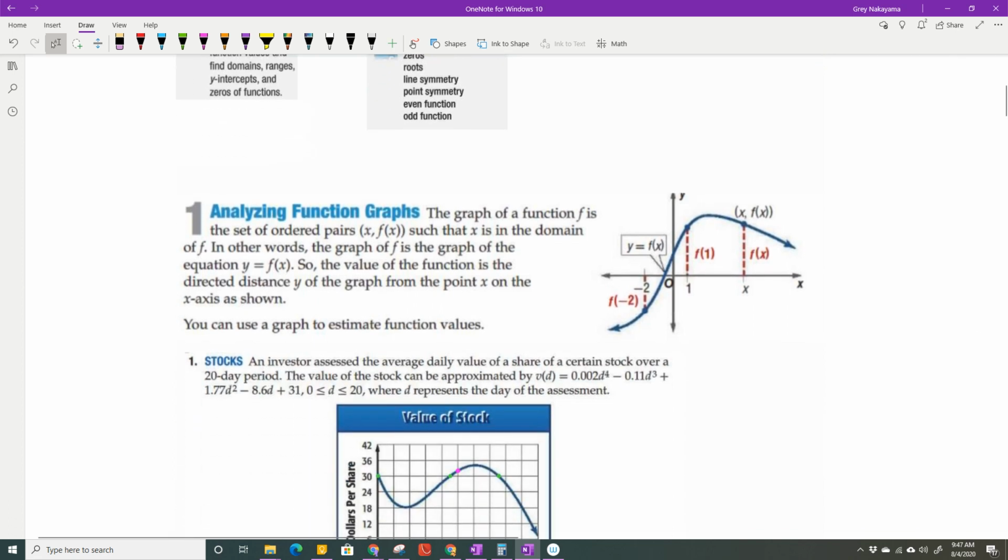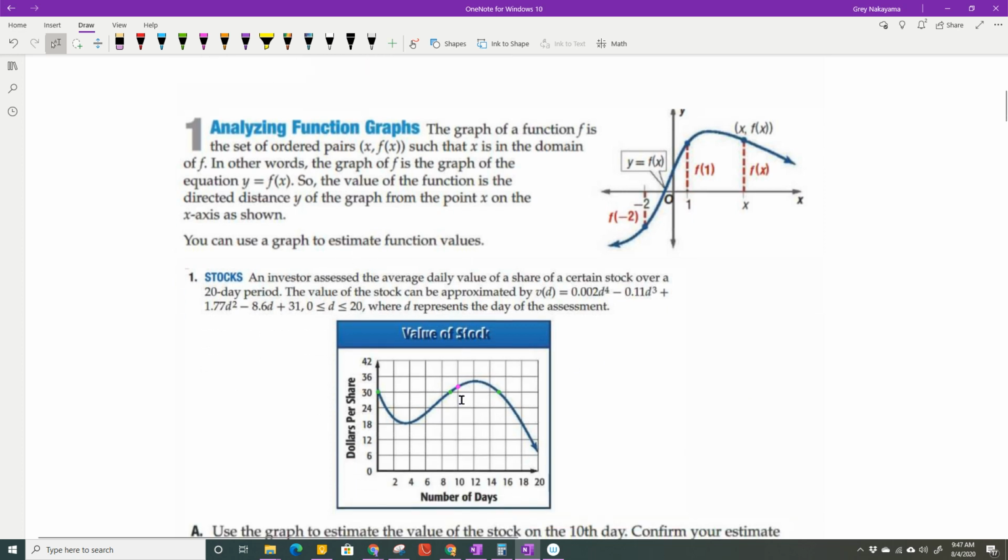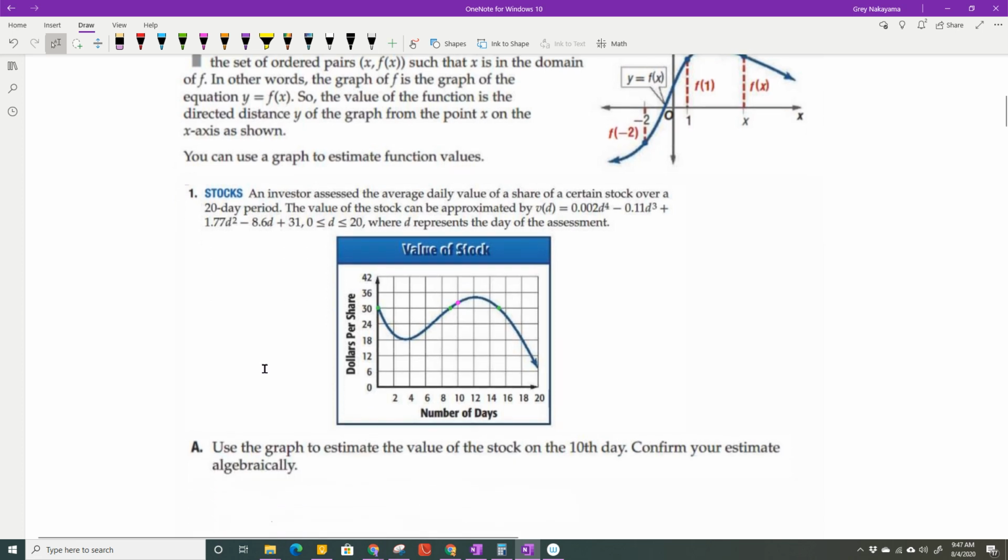Okay, so to start off with, let's go look at an example because you're familiar. I know you're familiar with all these terms, so let's just go see what kind of problems you're going to have to do. So first off, we're going to use a graph to estimate function values. So an investor assessed the average daily value of a share of stock over a 20-day period. The value of the stock can be approximated by this lovely function where D represents the day of the assessment.